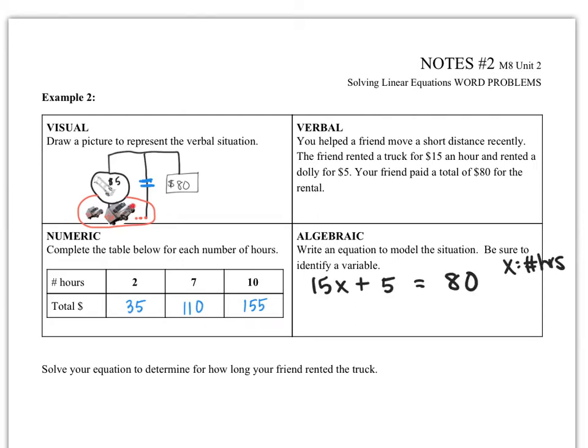And so in this case, on my left side of my scale, I have my $5 for my dolly, and then I need to add to that $15 per hour, so that would be 15x, and then that's going to equal my total, which in this case is $80. And it's important to make sure you identify your variable. I think I actually forgot to do this on this last one, so that way somebody looking at this would know that by x, we're talking about the number of hours. It's like a key to the problem.